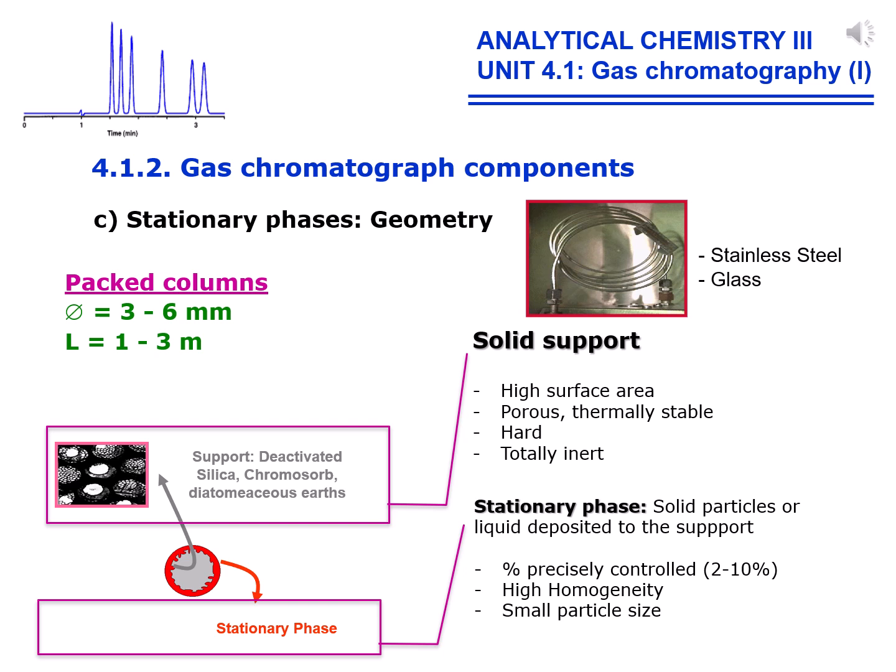The diameter and uniformity of the particles of the stationary phase also influence the efficiency of the column. The smaller and better distributed, the better the efficiency.